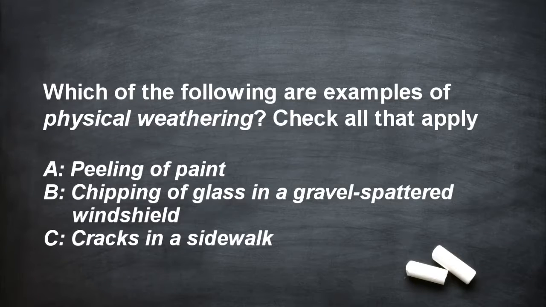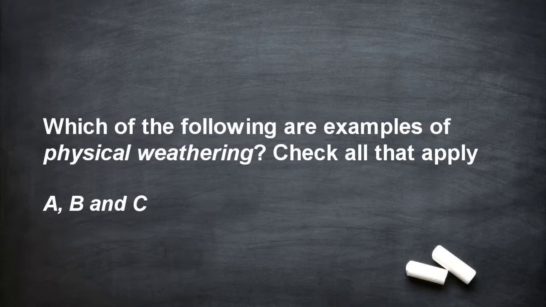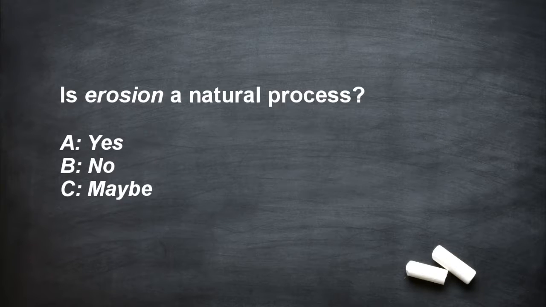Which of the following are examples of physical weathering? Check all that apply. Peeling of paint, chipping of glass in a gravel-spattered windshield, cracks in a sidewalk. Is erosion a natural process? Yes, no, maybe.